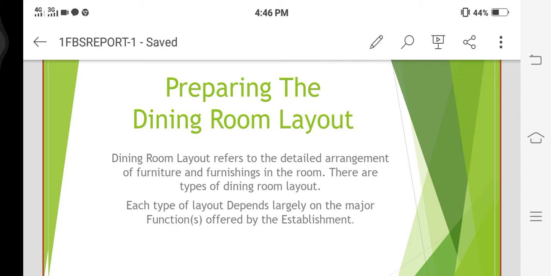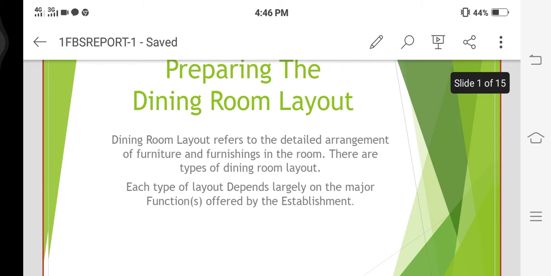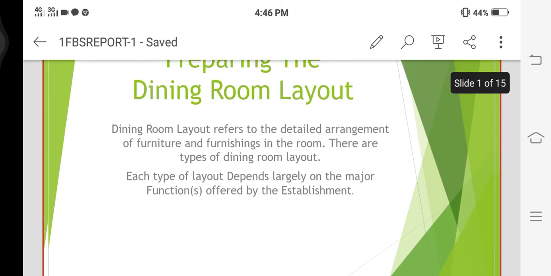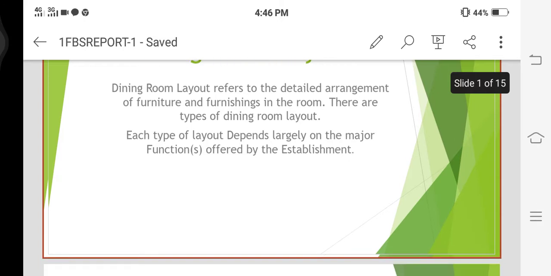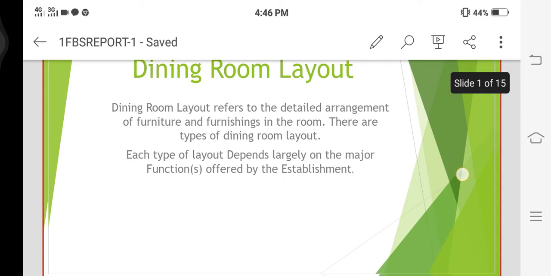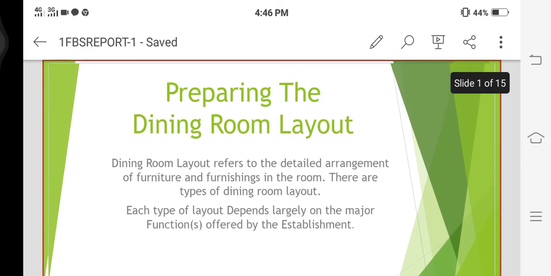Preparing the dining room layout. Dining room layout refers to the detailed arrangement of furnishings in the room. There are types of dining room layout. Each type of layout depends largely on the major functions offered by the establishment. So, preparing the dining room layout is the arrangement of the furniture in the dining room in a layout.